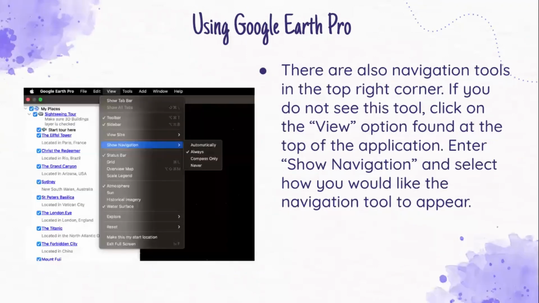There are also navigation tools in the top right corner. If you do not see this tool, you can click on the view option found at the top of the application, enter show navigation, and select how you would like the navigation tool to appear. You can choose whether it appears all the time, never, only when you're using compass, or automatically.